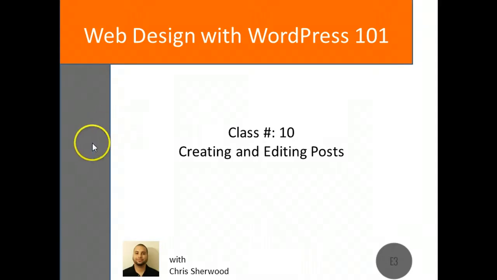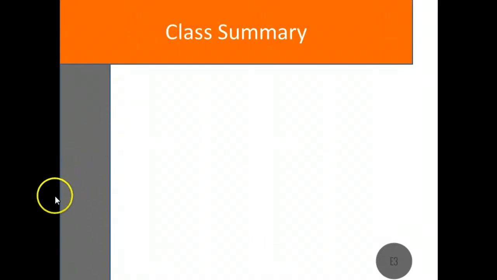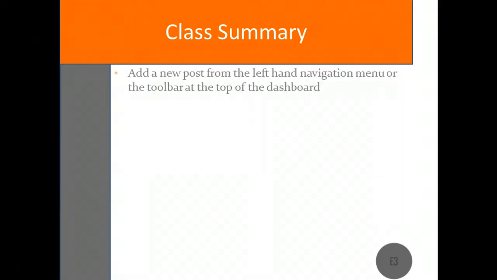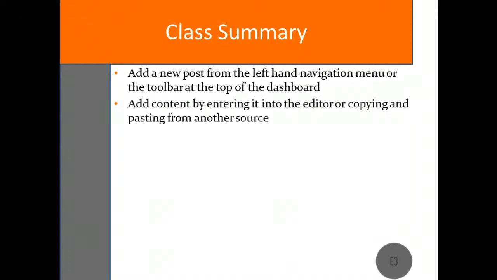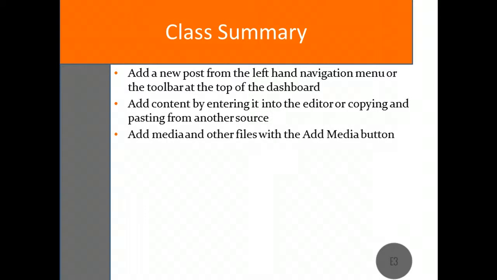Let's recap what we've covered today. You can add a post by selecting the Post tab on the side navigation menu. Once you've selected the Add New button or tab on the side navigation, you'll be presented with an editor that looks similar to a word processing program. You can add content by either typing it in manually or copy and pasting from another source. You can also add media images to your posts by way of the Add Media button.